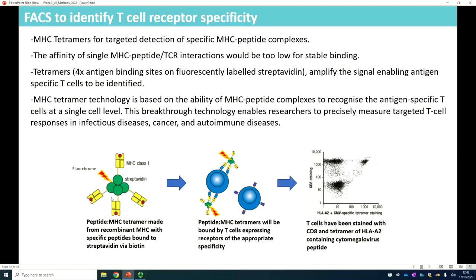So we have a streptavidin bead with 4 of these MHC class 1 tetramers, and they enable the signal to be amplified. And basically, this MHC tetramer technology is based on the ability of the MHC peptide complexes to recognize antigen-specific T cells at a single level. And this is really kind of a breakthrough technology that allows researchers to precisely measure the targeted T cell response to an infectious disease, cancer, or autoimmune disease. And this is kind of useful for the paper that we'll discuss tomorrow.